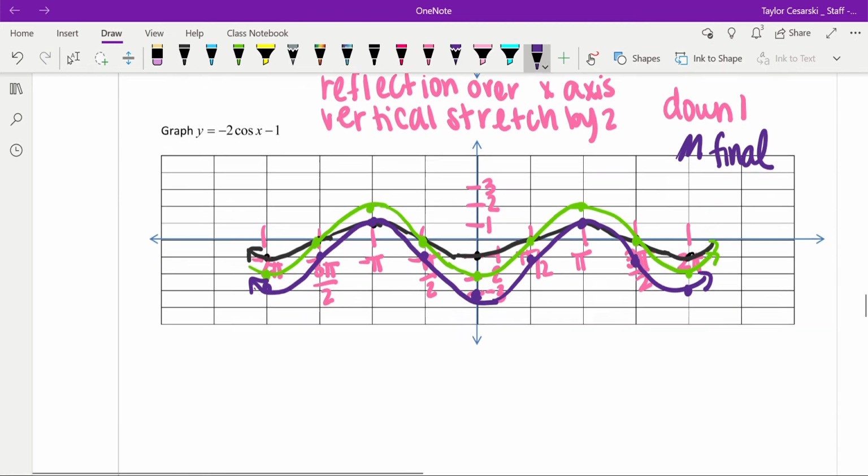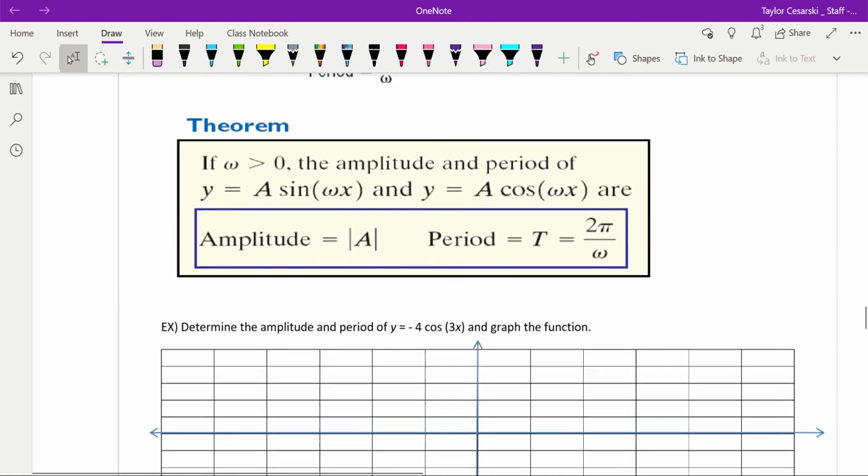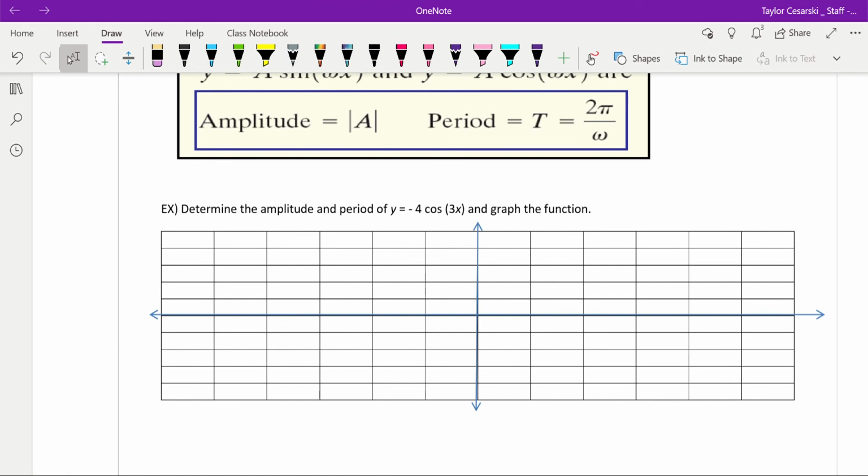All right, so next page. So now I'm going to talk about amplitude and period. We already talked about amplitude. It's the number in front, so it's the vertical stretch of your graph. But we're going to talk about what happens if we change the period.